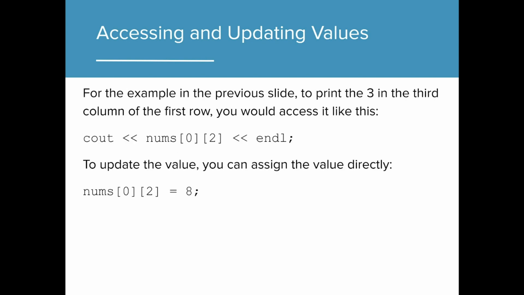For the example in the previous slide, to print the 3 in the third column of the first row, you would access it like this. You have two sets of brackets. One is 0 for the first row, and 2 is for the third column. To update the value, you can assign the value directly. As you can see right here, this would change the 3 to 8.